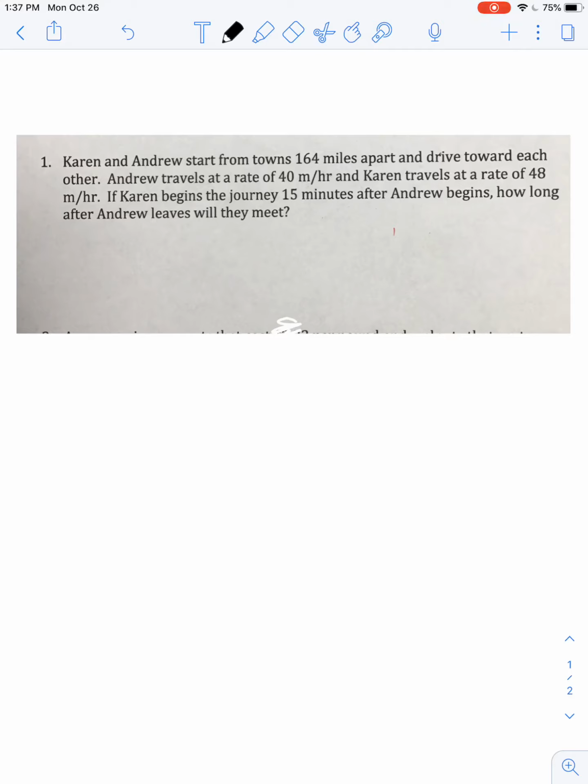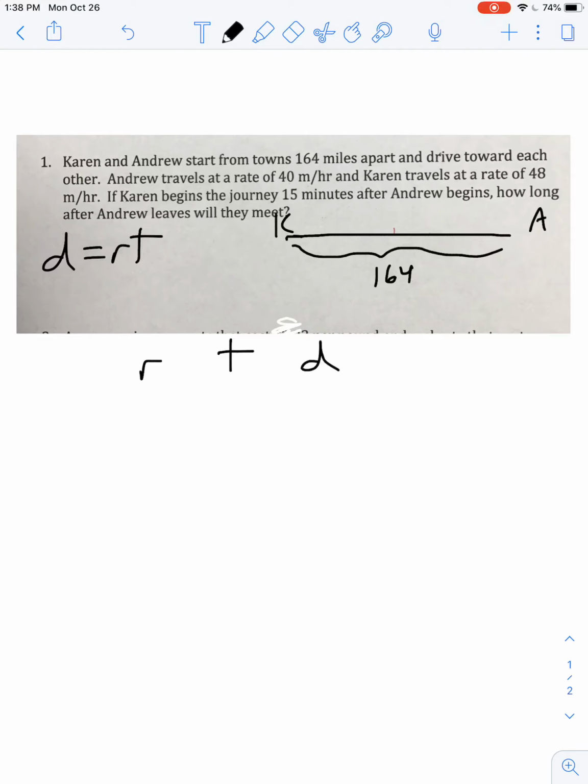And there's always going to be two scenarios, whether there's two people, like in this case, there's Andrew and Karen, or sometimes you're going to someplace and then coming back, or whatever the case may be, or you have two people going in opposite directions. This is kind of going to be the setup of your problem. And now we just have to fill in the boxes that we know. Well, it literally tells us the rates. We know Andrew's going 40 miles per hour. We know Karen is going 48 miles per hour. So they tell us that, which is really nice.